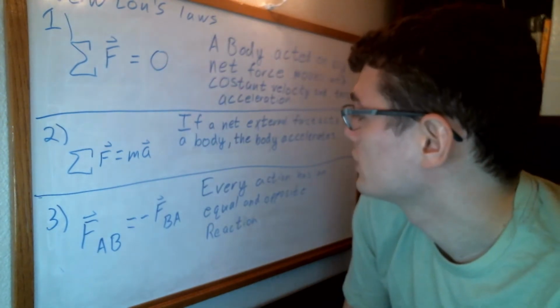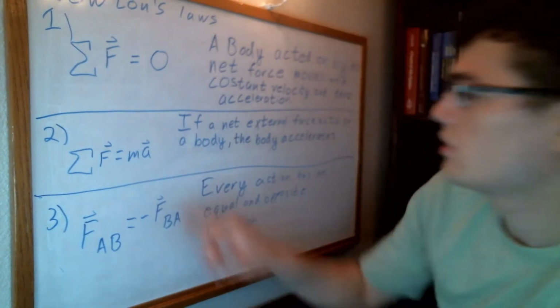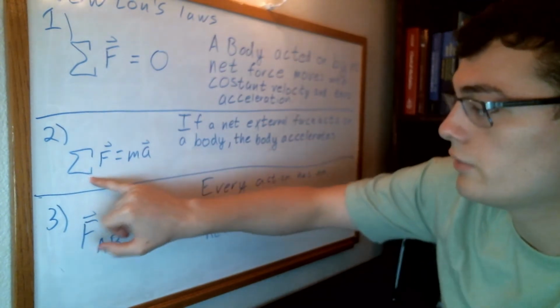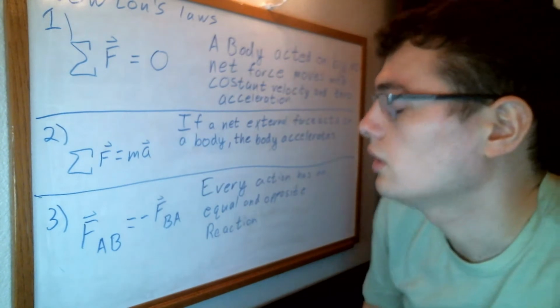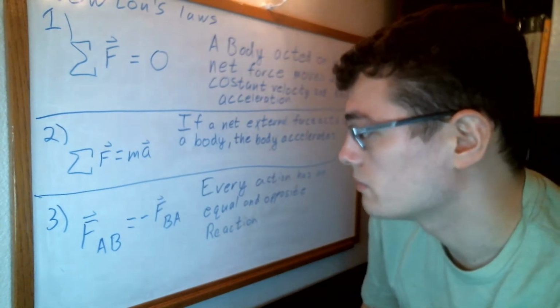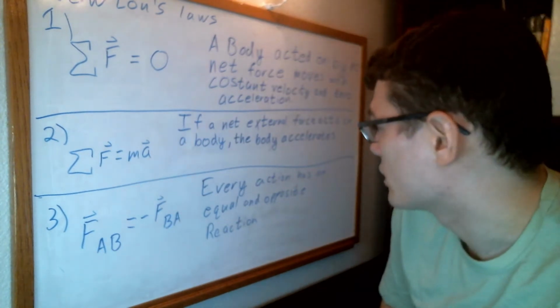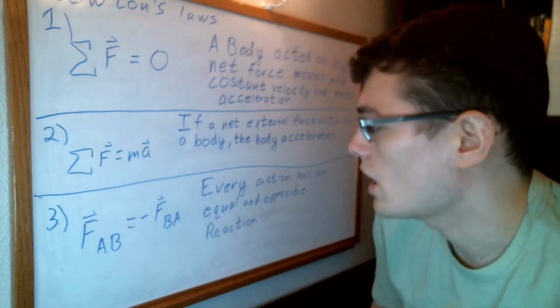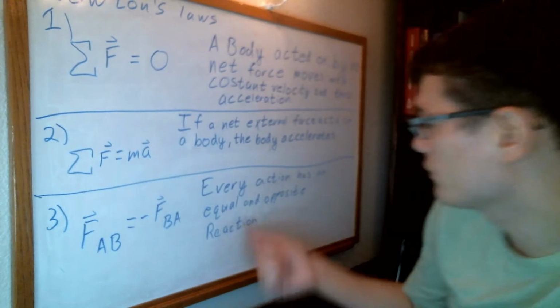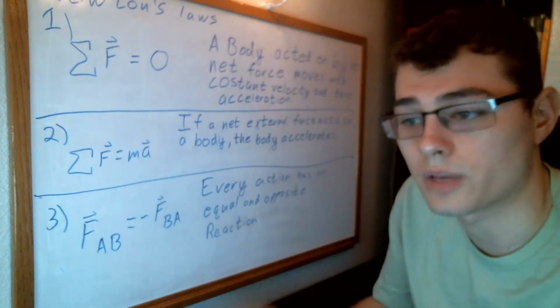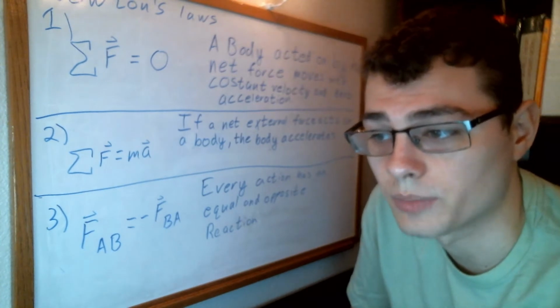Next, let's move on to number 2. F net is equal to ma. So the sum of all forces is going to equal mass times acceleration. If a net external force acts upon the body, then the body accelerates. And then number 3, we have every action has an equal and opposite reaction. This is just talking about action and reaction pairs.